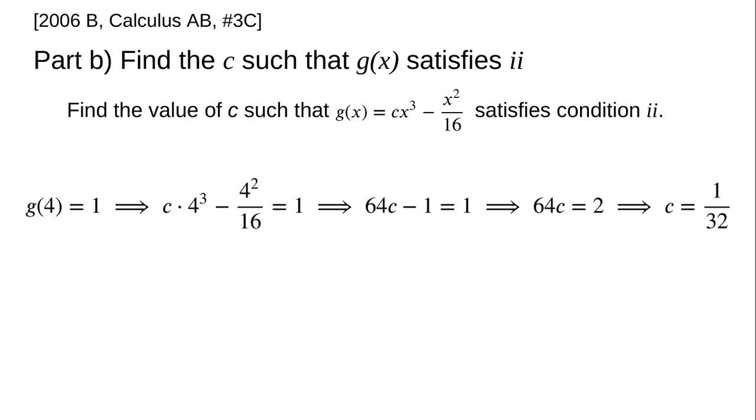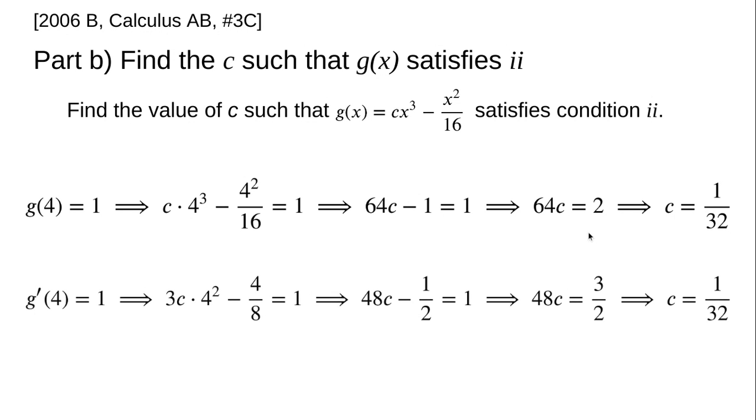If we calculate g of 4 and set it equal to 1, doing the arithmetic, c times 4 cubed minus 4 squared over 16 equals 1, means that 64c minus 1 should equal 1. 64c would then have to equal 2, and then c would have to equal 2 over 64, which is 1 over 32.